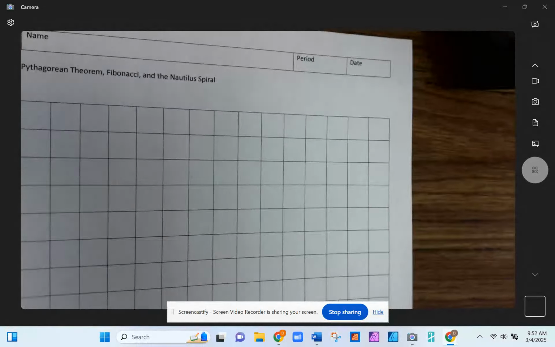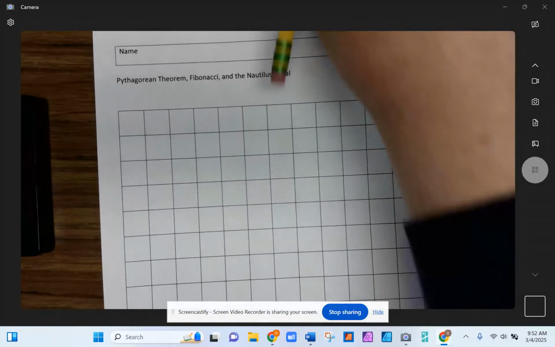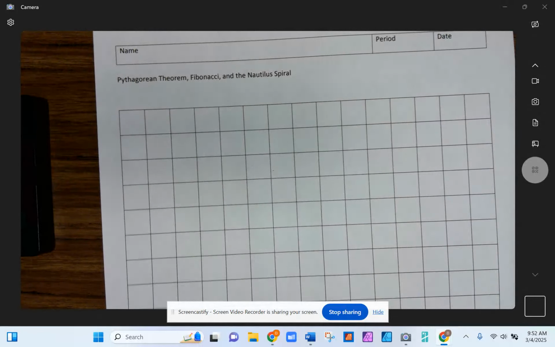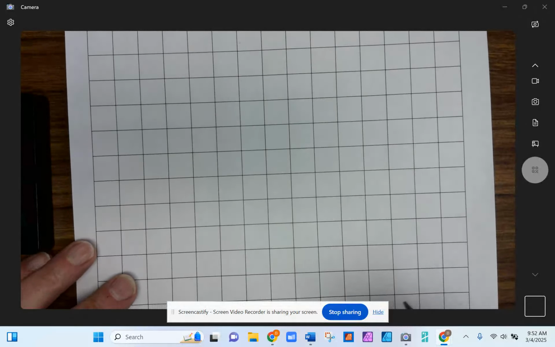Okay, we are going to make a little Fibonacci spiral here. The Fibonacci theorem is just a mathematical theorem, and we're going to use the Pythagorean theorem to prove it. So what we're going to do is make a little right triangle.